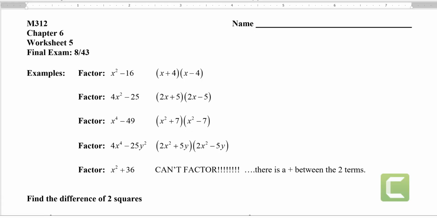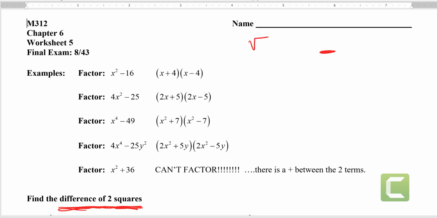Greetings, math fans. All right, so this is a different type of factoring, and this is called difference. I'm going to highlight underneath here, difference of two squares. Okay, and the word difference means subtraction, and the two squares means if I take the square root of a number, it's a whole number.